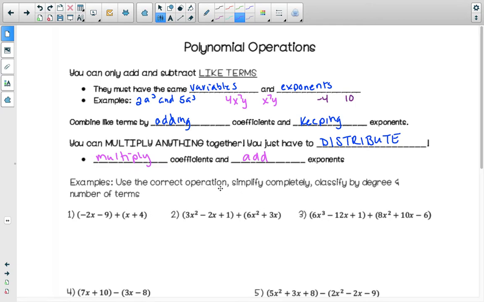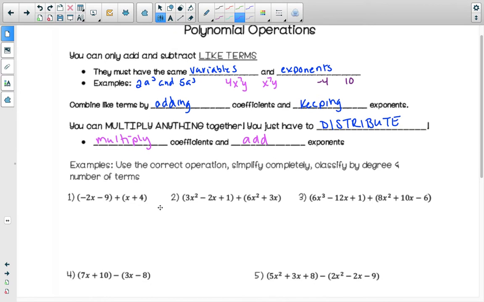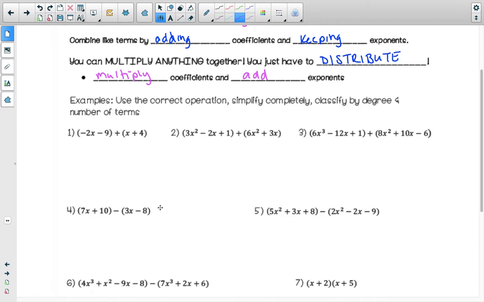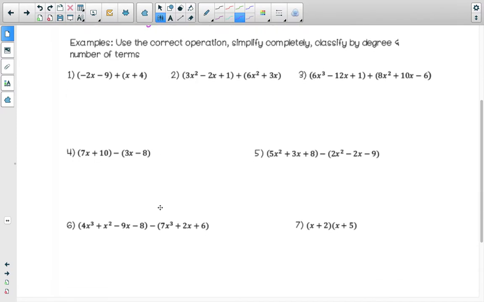So we're going to use polynomial operations. Use the correct operation. We're going to simplify it completely. We're going to classify it by degree and number of terms. So when we put them into the correct format, we can then classify them with the degree and number of terms.